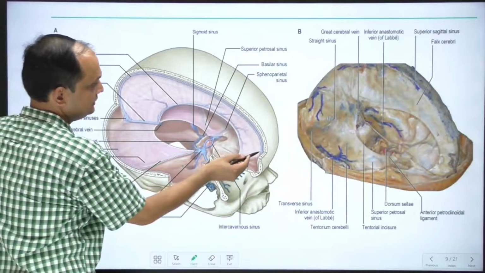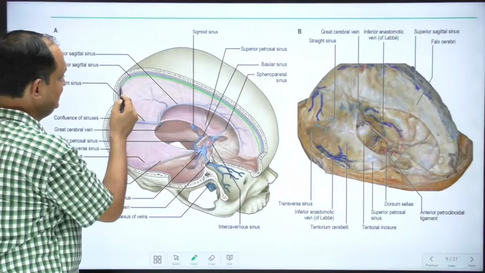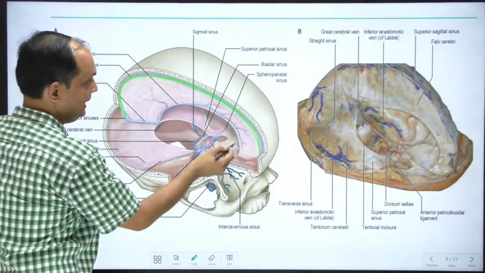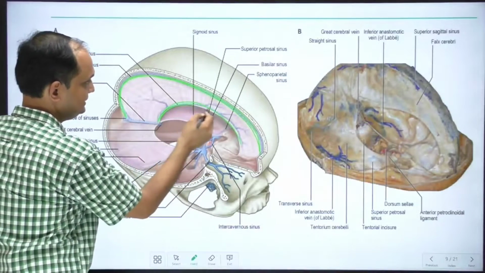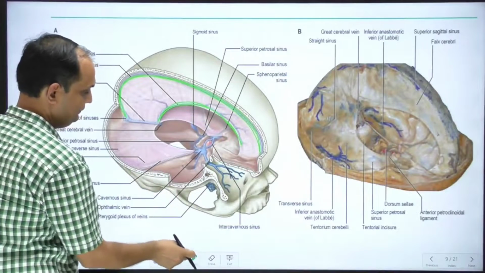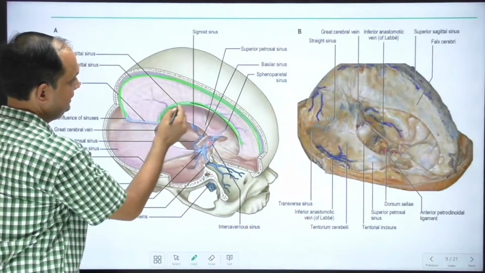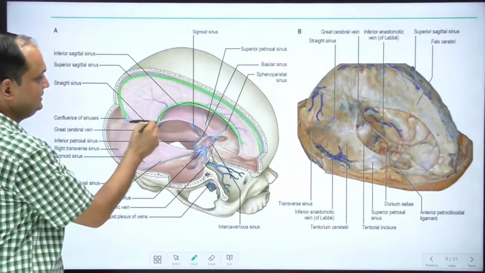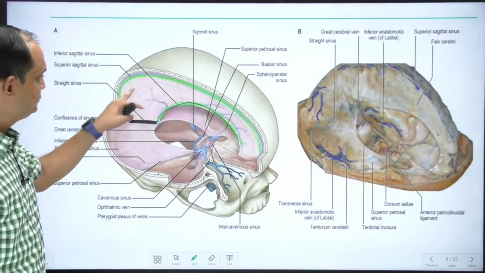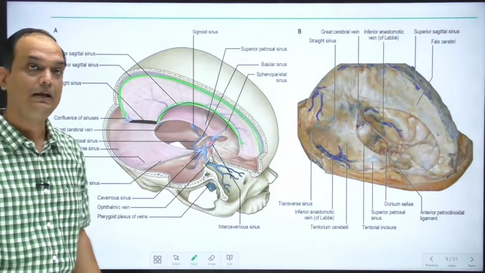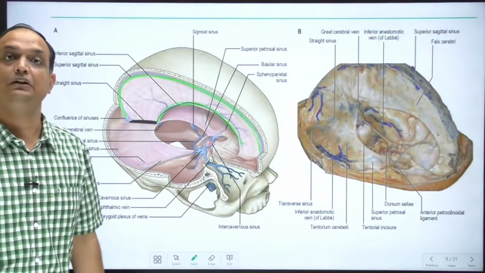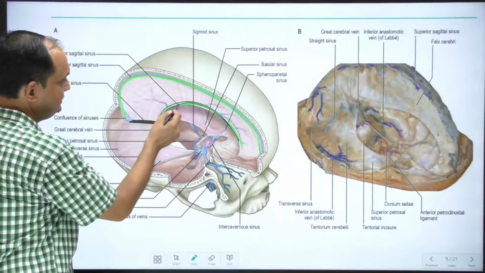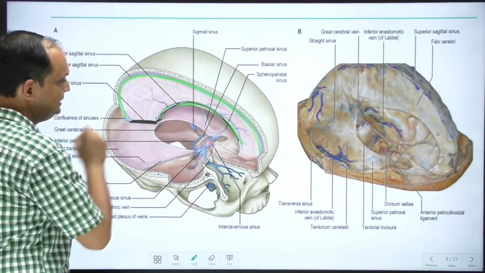So first is the superior sagittal sinus. So the superior sagittal sinus is here. Now this superior sagittal sinus is along the upper border of the falx cerebri. Along the lower border you have this inferior sagittal sinus. Now this inferior sagittal sinus then continues as the straight sinus. So this is the straight sinus. Now where is the straight sinus present? At the junction of the posterior end of the falx cerebri and the superior surface of the tentorium cerebelli. And this is the inferior sagittal sinus, which actually opens into this straight sinus.